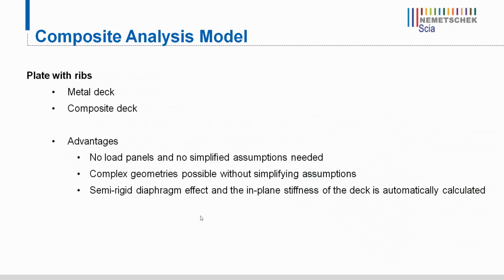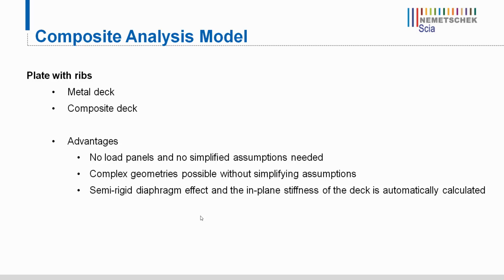In practical terms in Scia Engineer, this means that if you want to use the composite analysis model, you have to use plate with ribs or rib slabs. There are composite decks and there are metal decks. A composite deck has two layers, a profile steel sheeting and a concrete topping, reinforced or not, and a metal deck has only one layer, the profile steel sheeting. This type is mostly used for lightweight roofs.